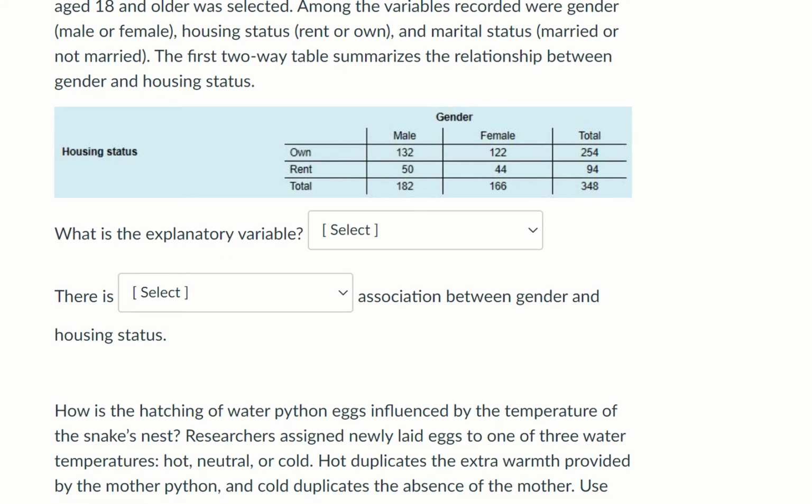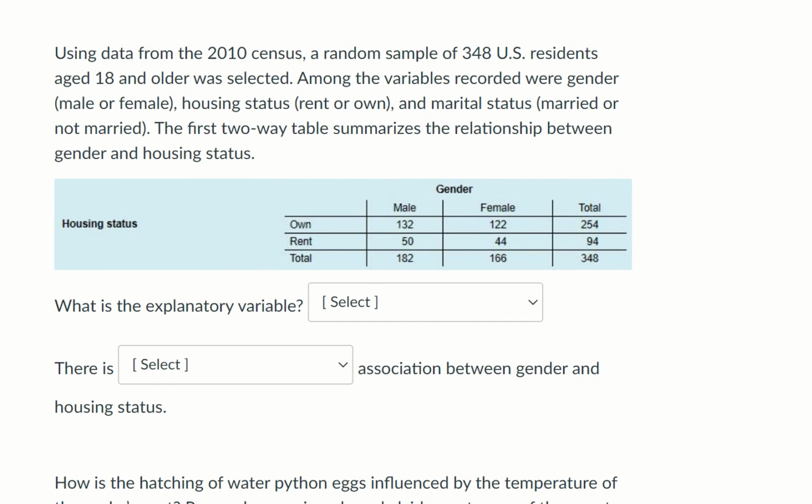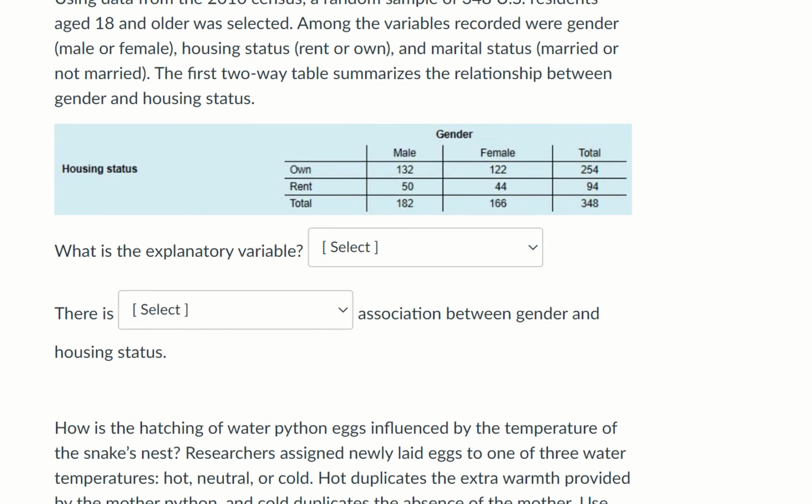Well, which one do you think is the variable that will help explain whether they own or they rent? Well, they're thinking that if you're looking at gender, that might help explain what type of housing status they have, whether they own or rent. They may think that males might own more or females might own more. Who knows? They want to see in the study if gender plays a role in determining or explaining any of these changes. So the explanatory variable is gender.